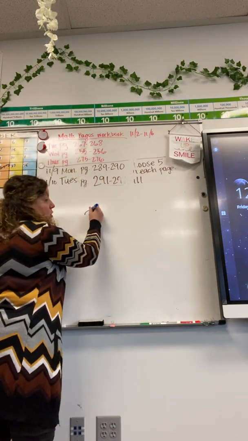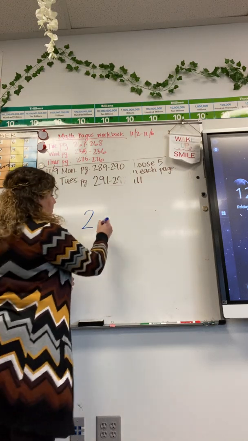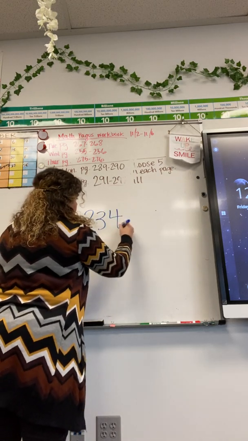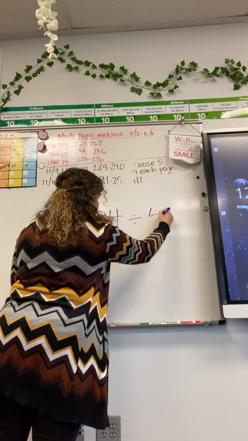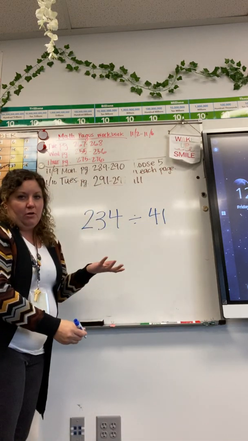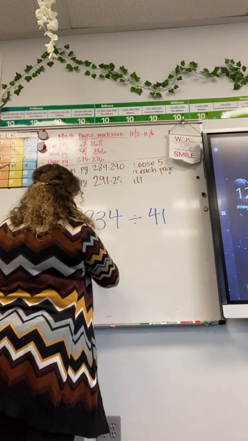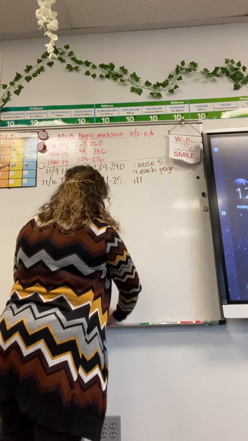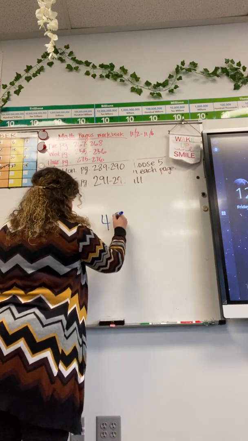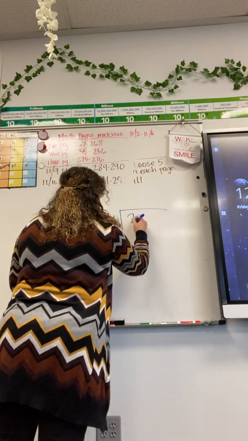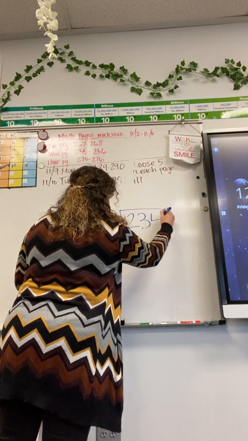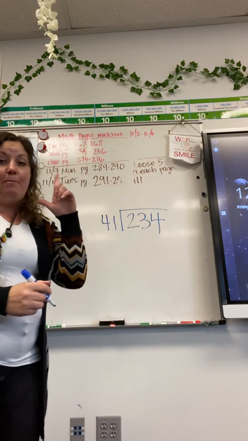And I've told the kids this, it doesn't matter if you do it when you're estimating. You can either do it this way and change the numbers, or you can set it up like a long division problem, and they should know how to do that because we've talked about it quite a bit. So if we do 41 into 234, okay, this is step 1.